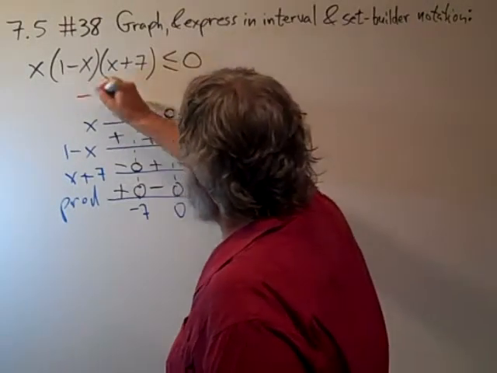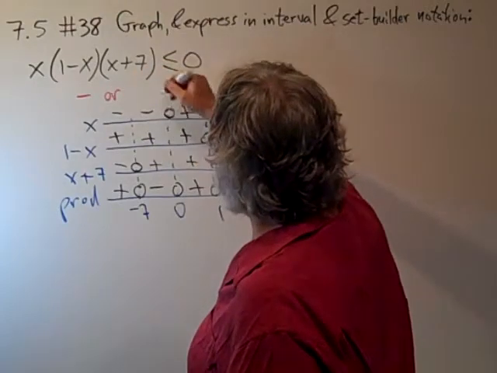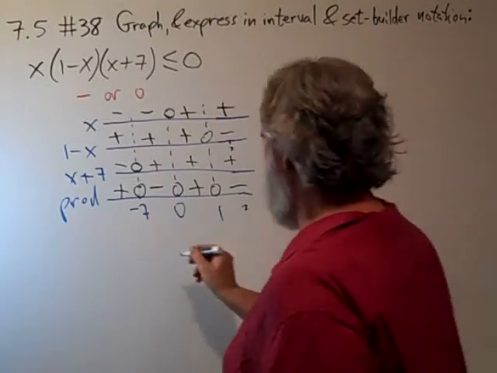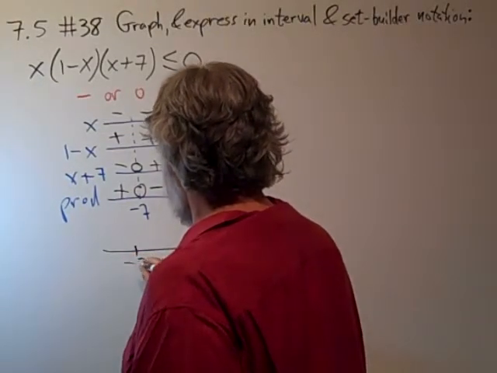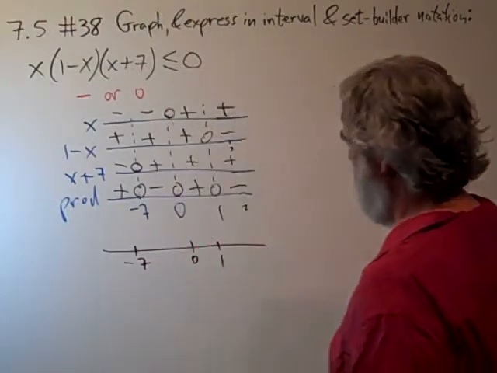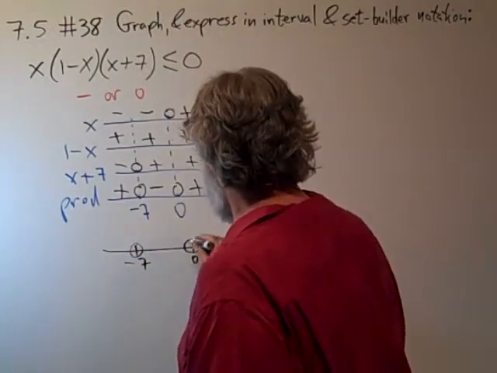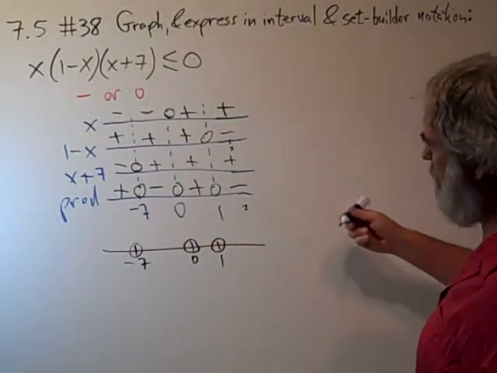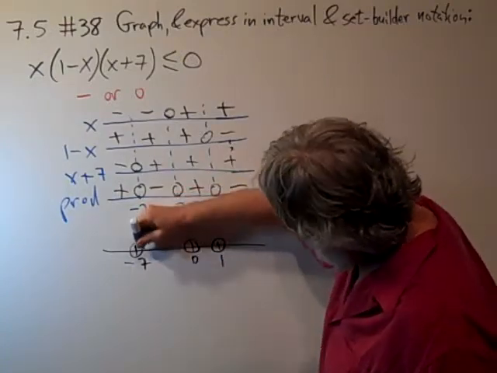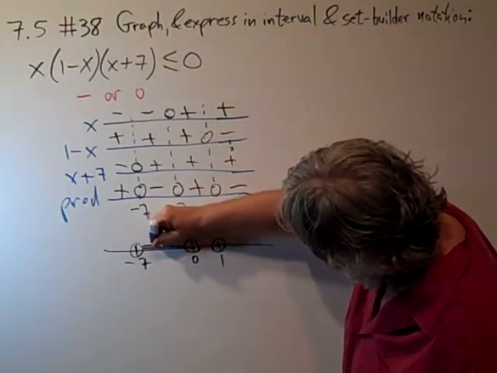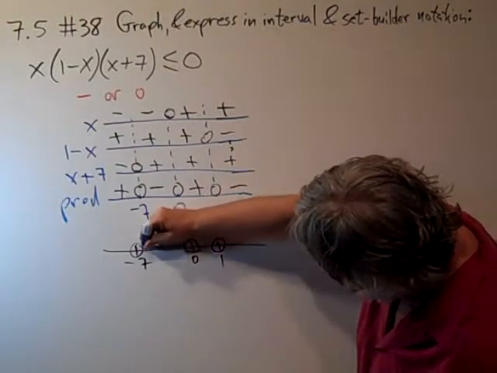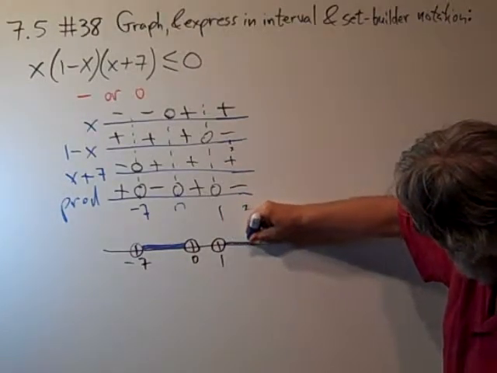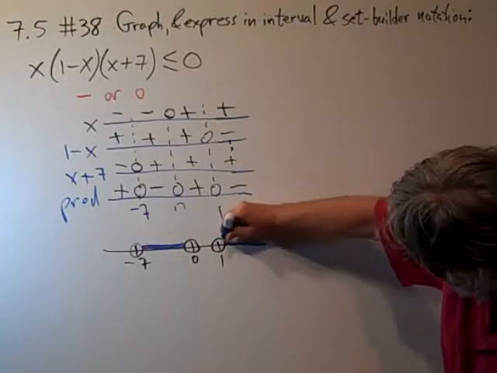And what we're looking for is, where is this product negative or 0? So where are the negatives or the zeros? So here's negative 7, here's 0, and here's 1. We'll put little circles around each of those points on the number line. The negatives lie between negative 7 and 0. Everything in here is part of the solution set. And everything to the right of 1, everything out here also gets shaded as part of the solution set.